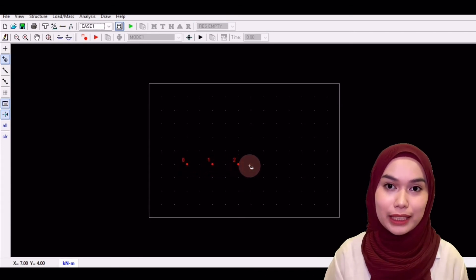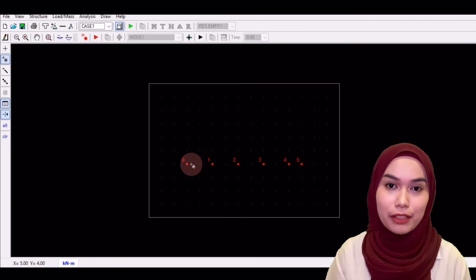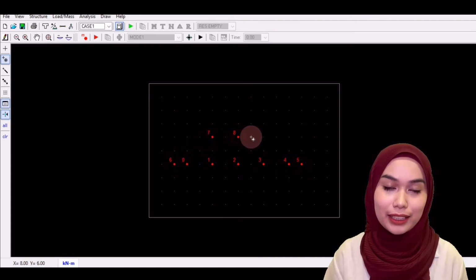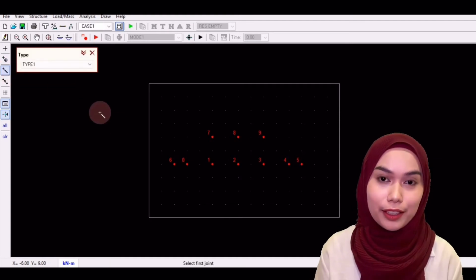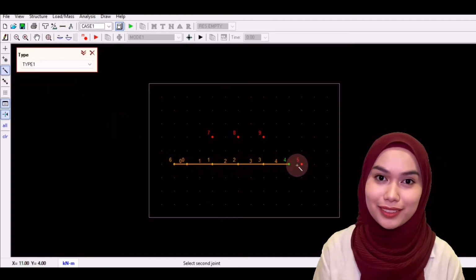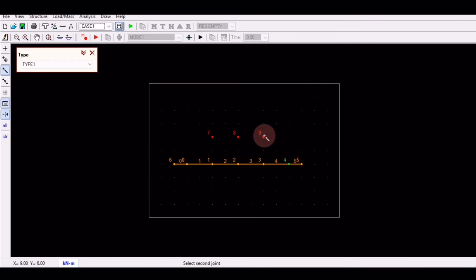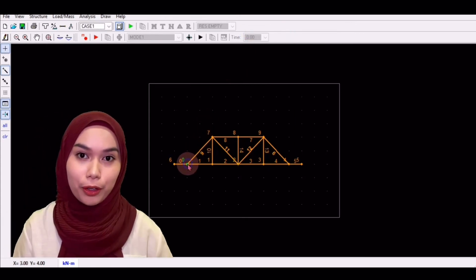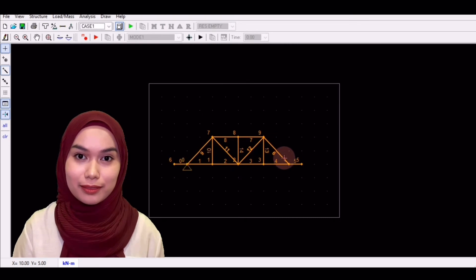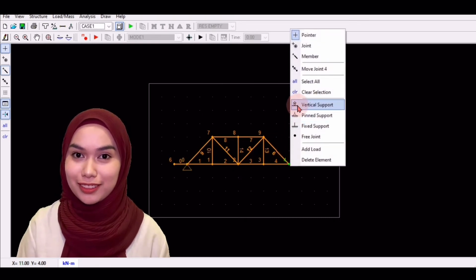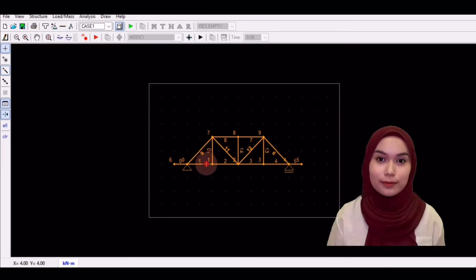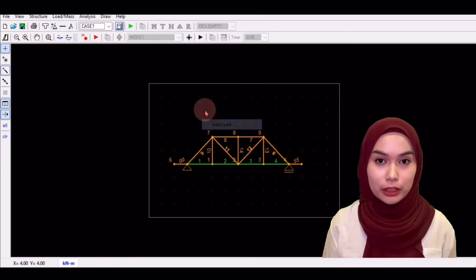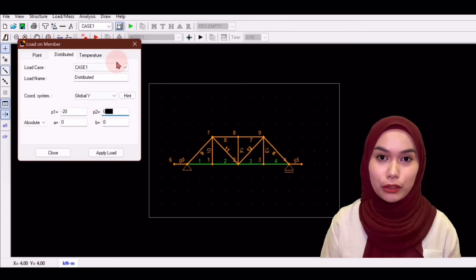And for each member, the length is 2 meter, and the modulus of elasticity for our bridge is 29 million, and the height is 2 meter. And then we create a member to this joint. For each support, we use pin support and roller support. Next, we must apply the load at the bottom, and the load is 20 kilonewton.